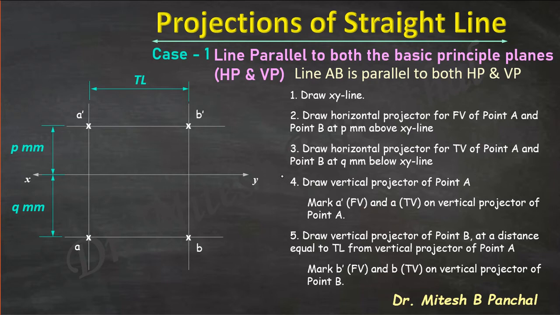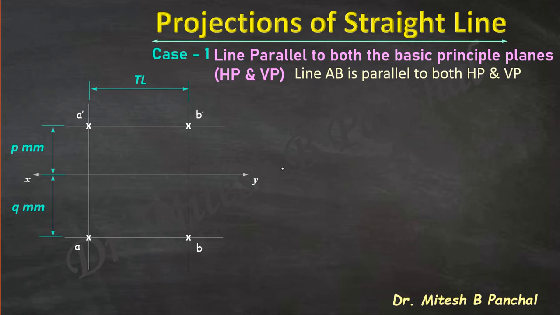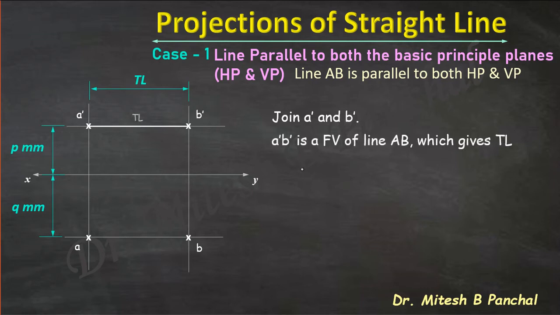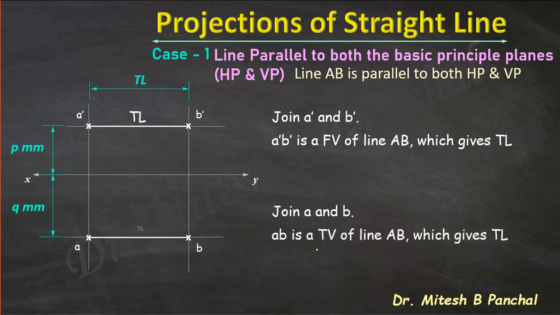So to obtain the projections of a straight line, we already know that we have to join A dash, B dash to obtain the front view of line AB, that is A dash B dash, which gives you true length. In a similar way, we can join the top view of point A and the top view of point B. That will give you AB, the top view of line AB, which also gives true length.